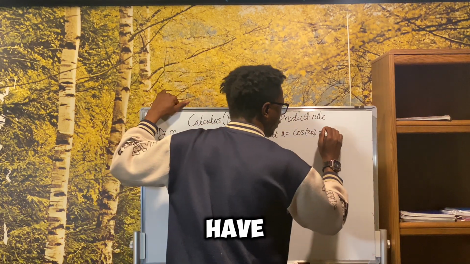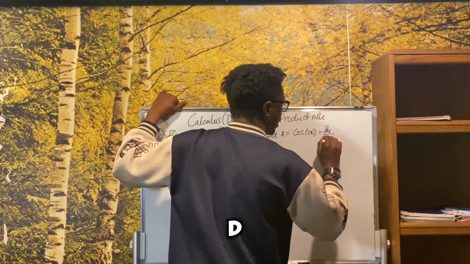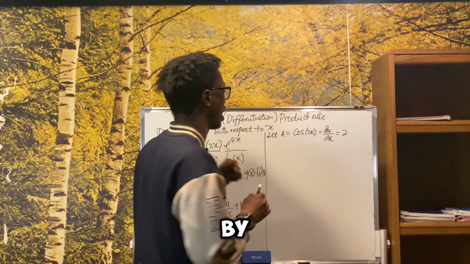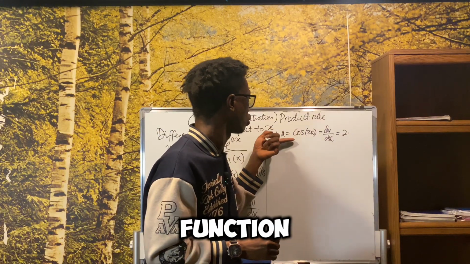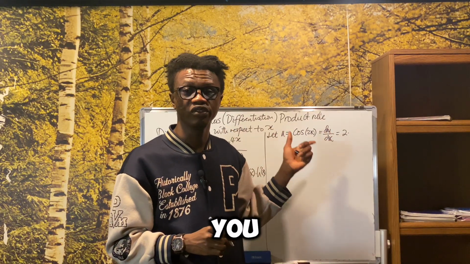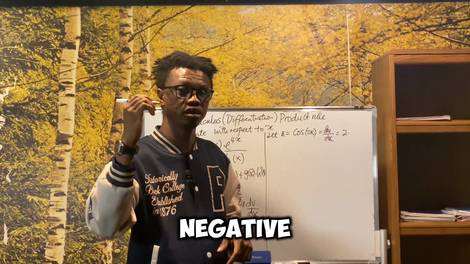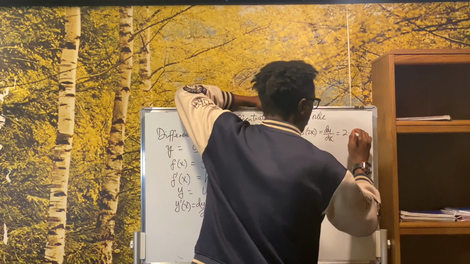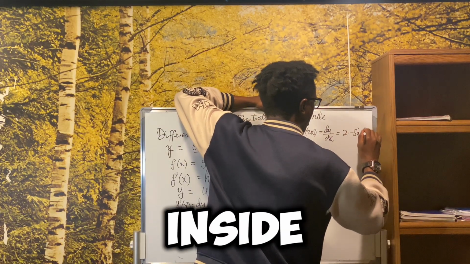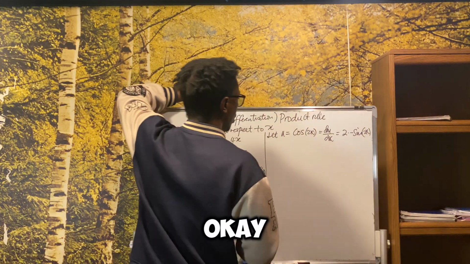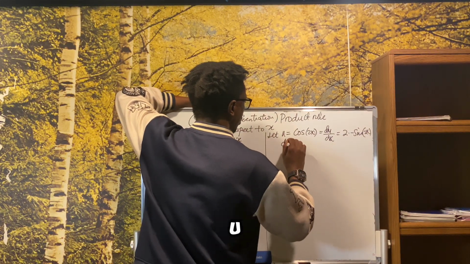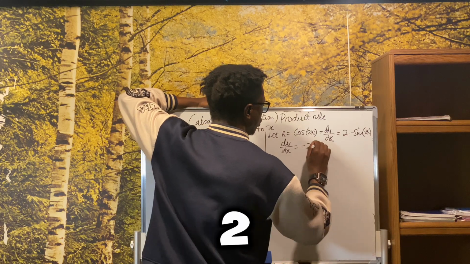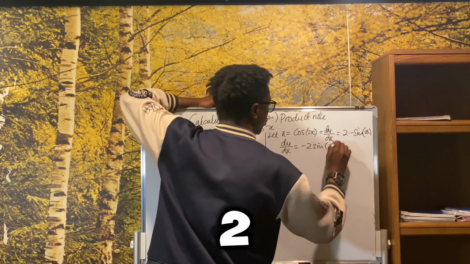Now your du over dx becomes 2 multiplied by, now you differentiate the whole of this function, cos 2x. When you differentiate cos, you have a negative sign. Okay, so it's going to be minus sine, what is inside the bracket again, 2x. So your du over dx becomes minus 2 sine 2x.